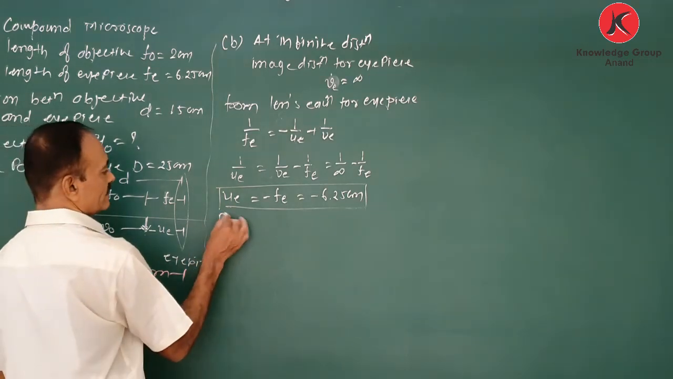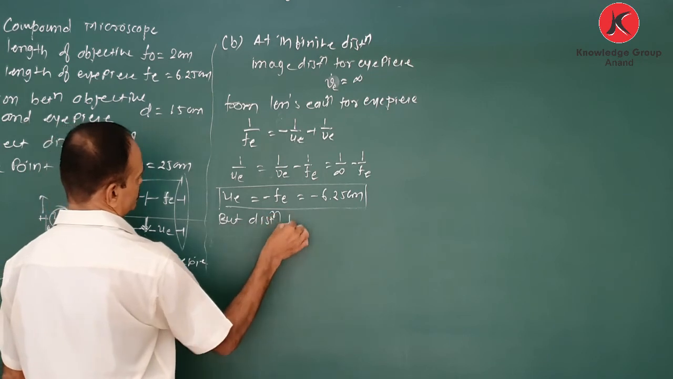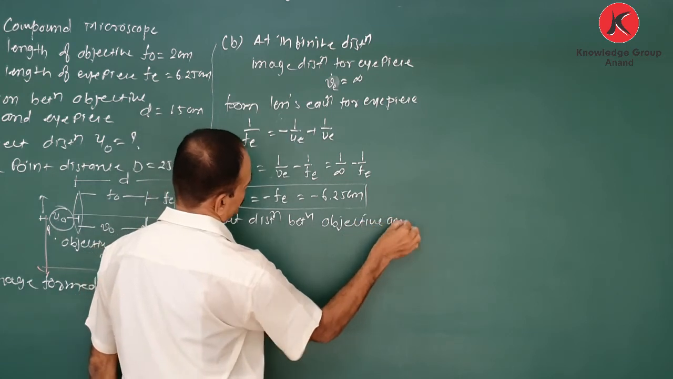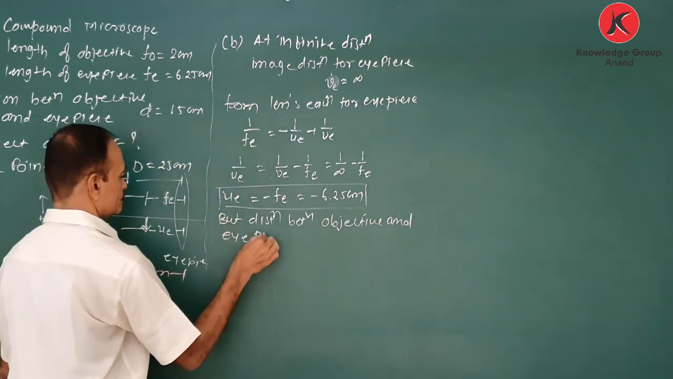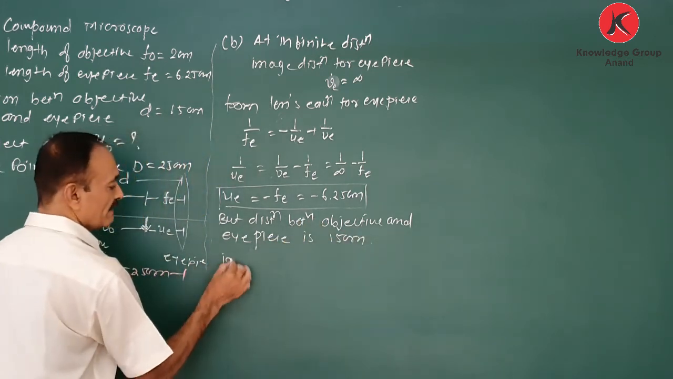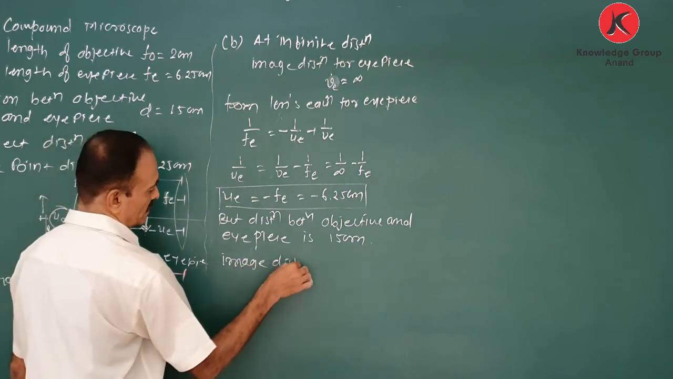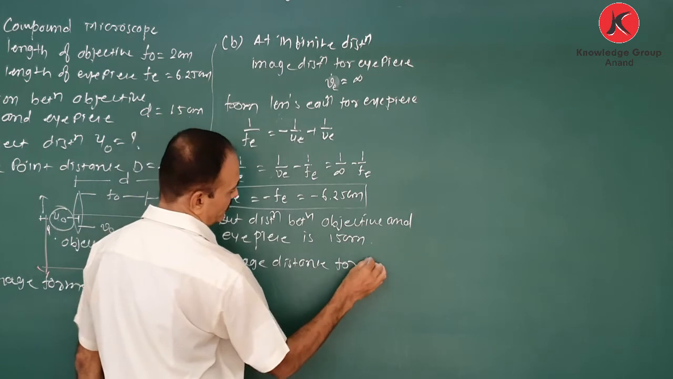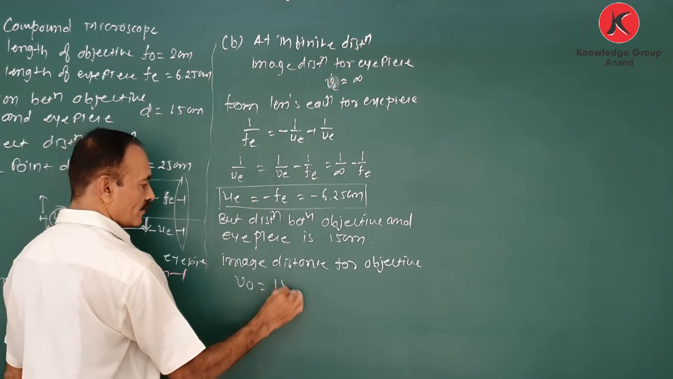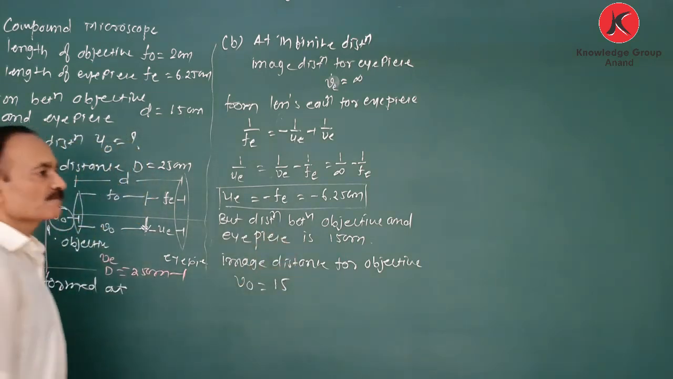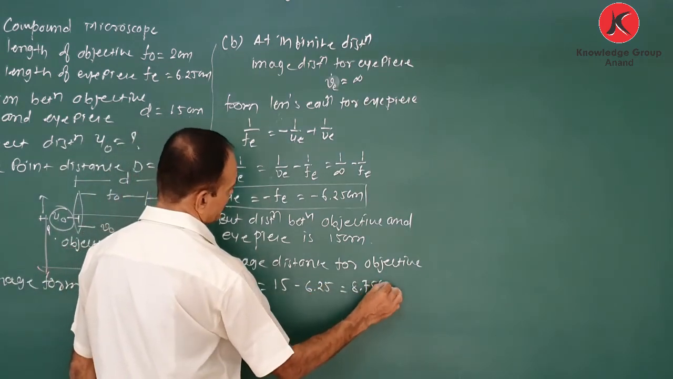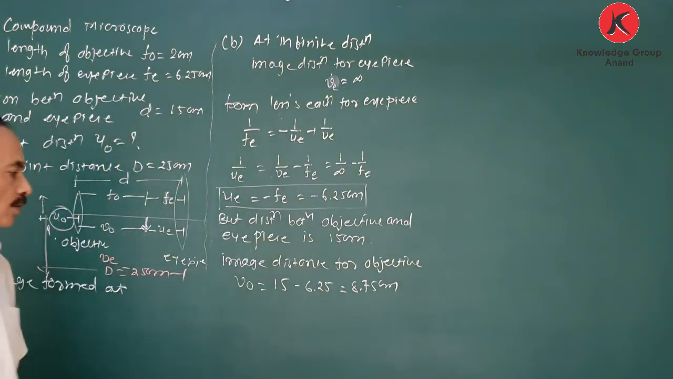But the distance between the objective and eyepiece is 15 centimeter. Therefore, the image distance for the objective, that is the V0, is equal to 15 minus 6.25. It means 8.75 centimeter, that is the image distance for the objective.